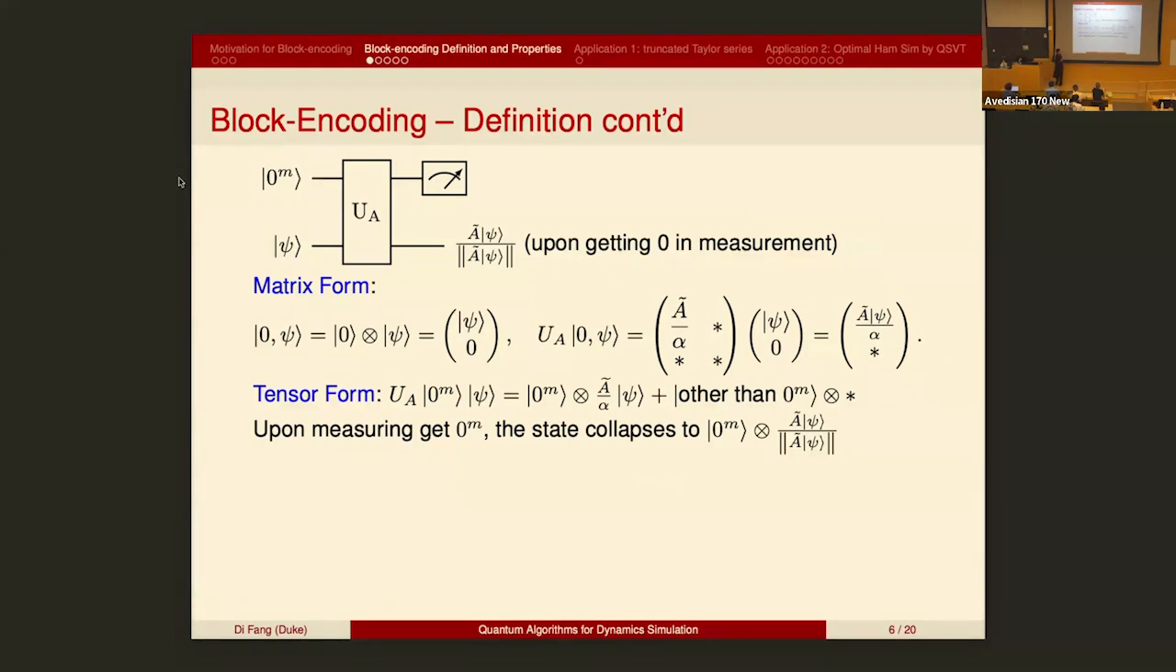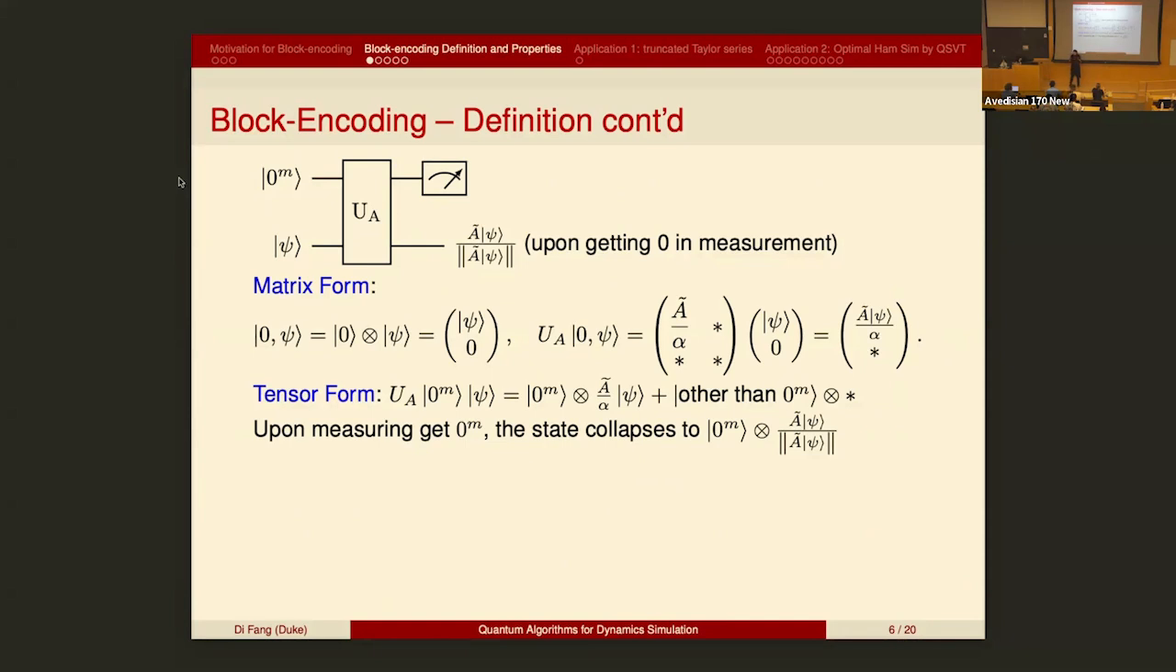Now let's think about, if I have an alpha block encoding, what should the probability look like? If you look at the matrix form, you multiply it out, or you look at this form, you get only this part as what we want. So the amplitude of it is going to be scaled by the block encoding factor. In other words, this is a very important point, which I will discuss at the end of today's lecture, that alpha is crucial.